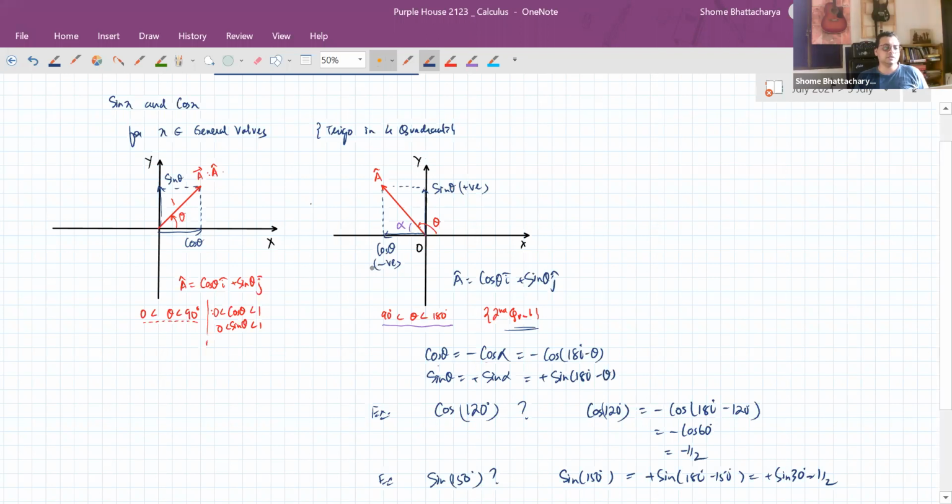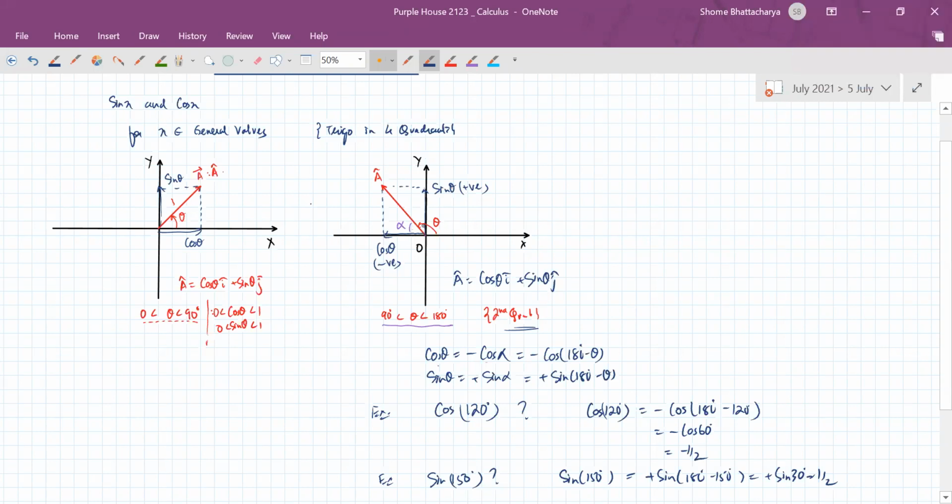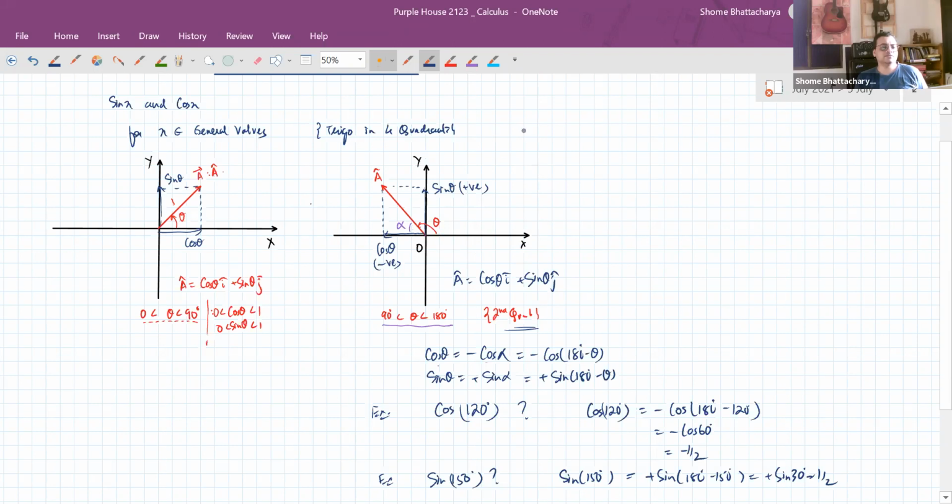The same thing that we did in the last lecture. You can see alpha is that angle that is making with the negative x-axis, where theta is the angle which is anti-clockwise with respect to the x-axis. So always, when we are defining sine theta, cos theta, we define theta as the anti-clockwise angle with respect to positive x-axis.